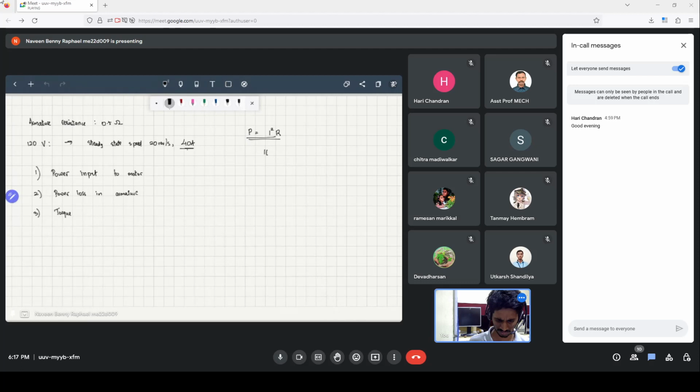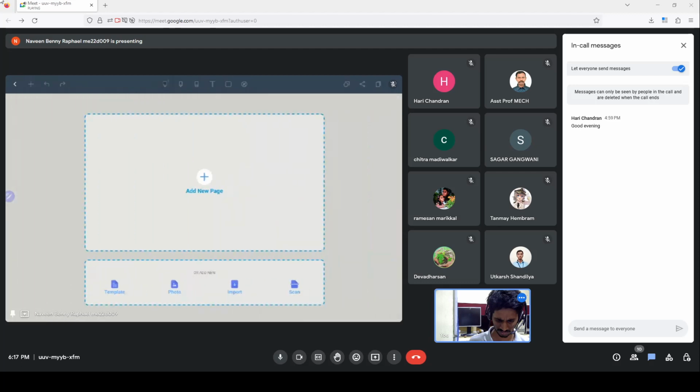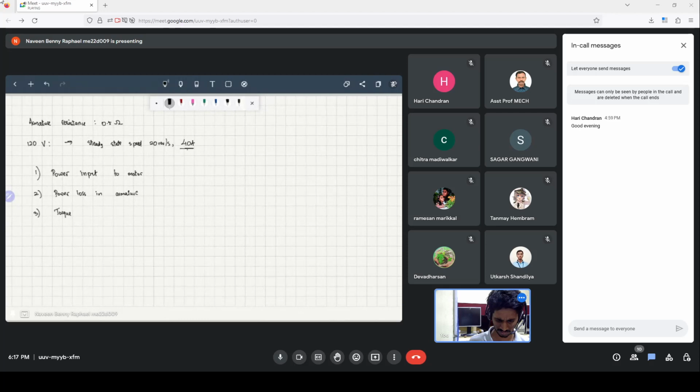So that means the power input to the motor is clearly, we have 120 volts of input and it's drawing 40 amperes. When we know power is equal to voltage times current, that means the power input to the motor is 4800 watts or 4.8 kilowatts.